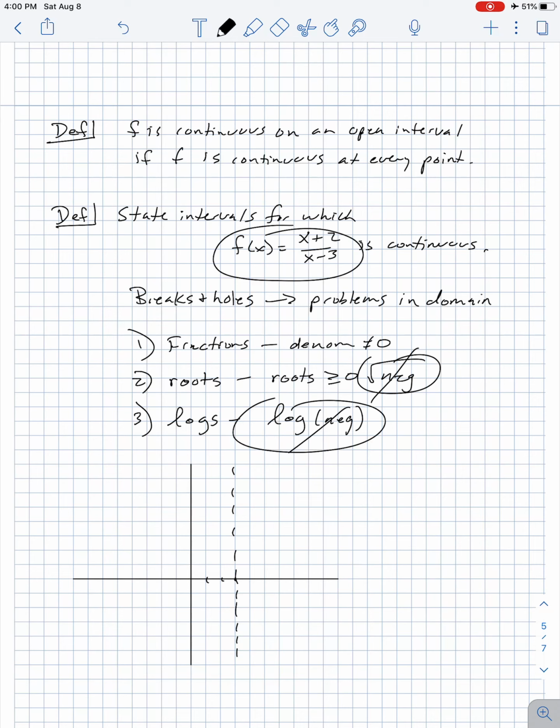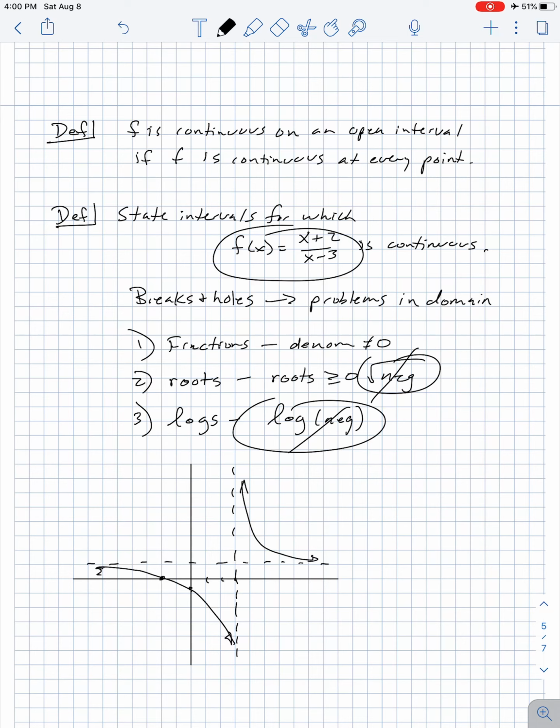Okay, so this is a rational function, and it's got a vertical asymptote at 3 right here, and it's got a horizontal asymptote at 1. If you need to use a graphing calculator, you can. We did learn how to graph these in pre-calc. So x-intercept of -2, y-intercept down here. This guy's going to look like this. Okay.